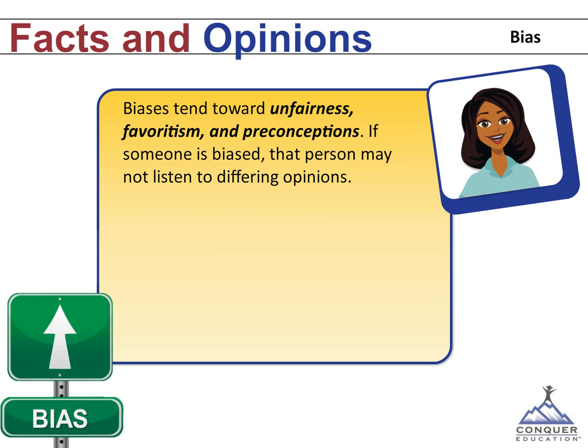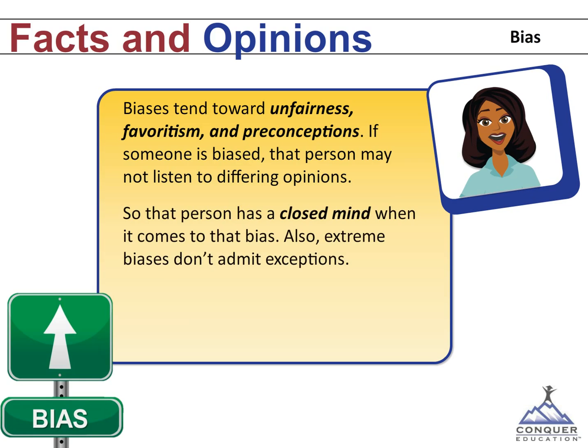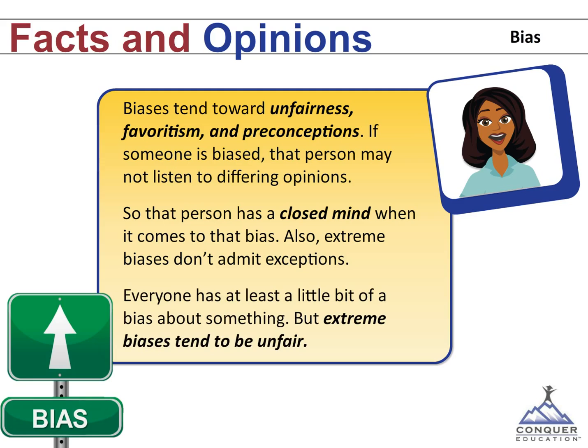Are biases right to have? Biases tend toward unfairness, favoritism, and preconceptions. If someone has a strong bias, then that person isn't likely to listen to anything that goes against that person's bias. So that person has a closed mind when it comes to that bias. Also, extreme biases don't admit exceptions. The ideas that all poor people are lazy and all rich people have worked hard for their wealth are enormous generalizations. This is a tip-off that their biases are unfair. Everyone has at least a little bit of a bias about something, but extreme biases tend to be unfair.